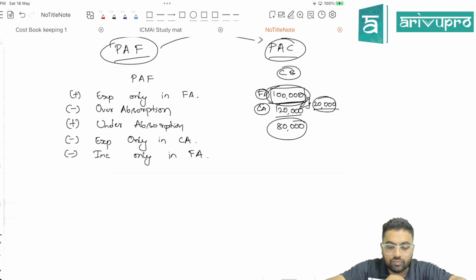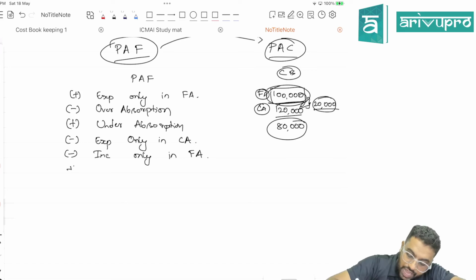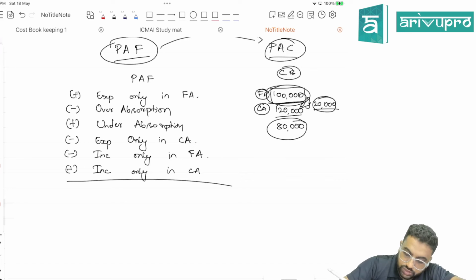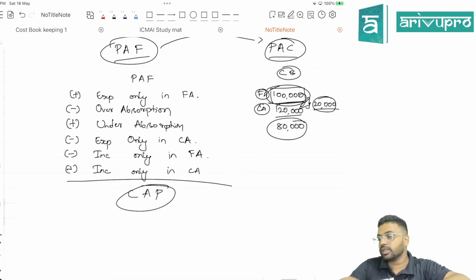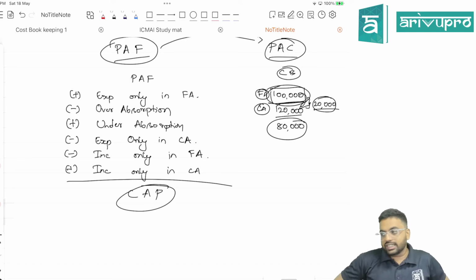What about the income recorded in cost accounts, sir? Very simple. Income recorded in cost accounts: the answer is yes, because of which cost profit increased. Now you should increase your book profit also. So I should add income only in cost accounting, and I will arrive at cost accounting profit, or profit as per cost accounting system. This is the reconciliation.